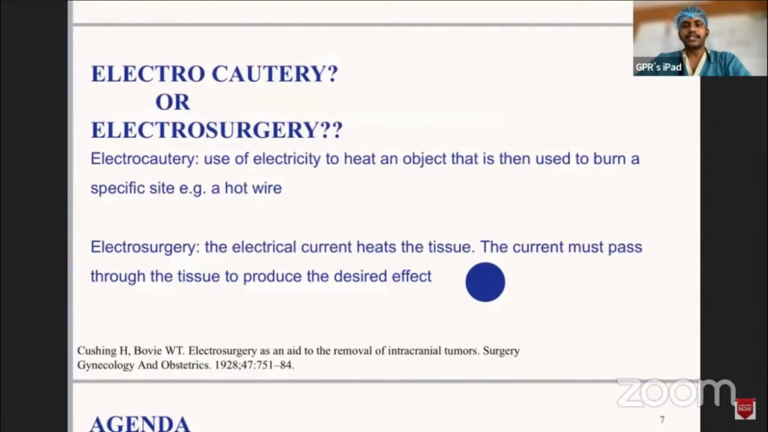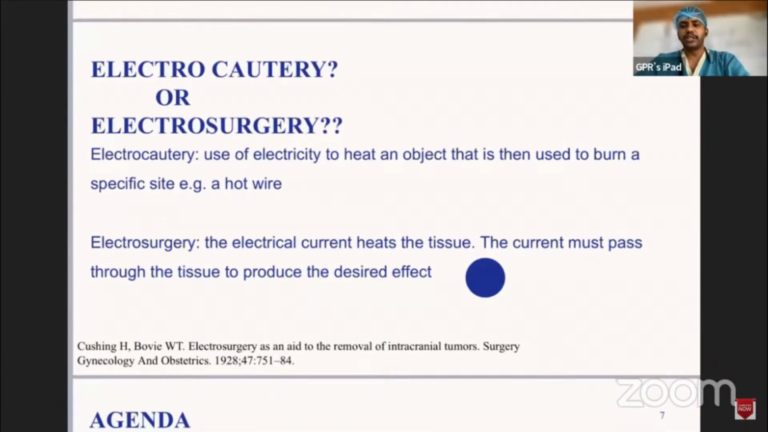So electric cautery is nothing but the use of electricity to heat an object that is used to heat a specific site, which includes a copper wire or a hot wire. We use an iron box in this fashion. And when it comes to the electrosurgery unit, the same electric energy is used to heat the tissue, but to produce the desired effect by means of a generator.